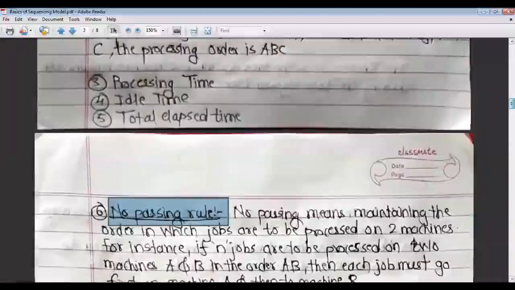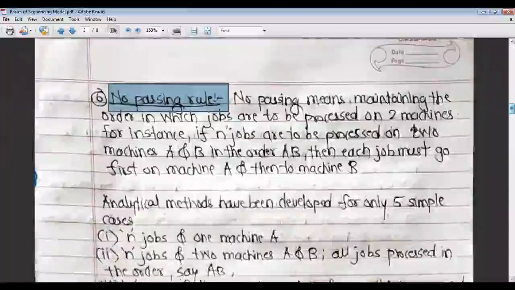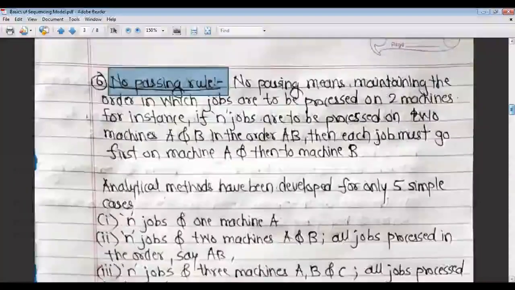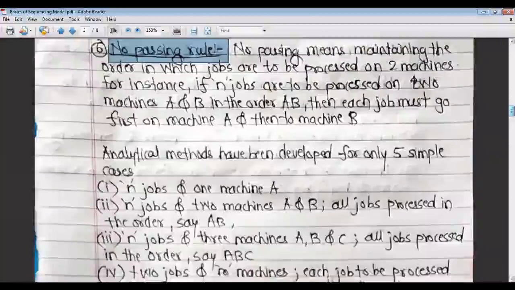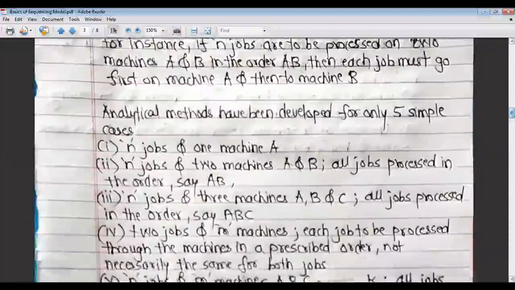So if the processing order is given as A, B, C, we cannot skip any machine in between. We'll have to pass the job first on A, then on B, and then on C. So we cannot skip B in between, or skip A and directly start from B or C, or say that our job is completed with only two machines A, B, when we have a processing order of A, B, and C.